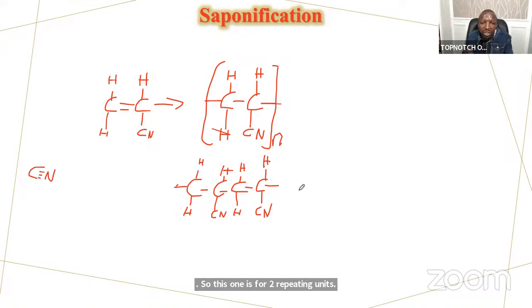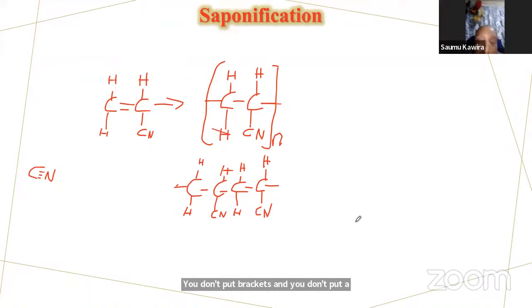But now, if you have two or three repeating units, you don't put brackets and you don't put n. Are we together? Yes.